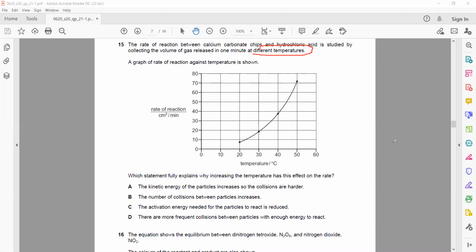Like most of the particles have energy more than the activation energy. Look, the number of collisions between the particles increases. That's true, but that is not explaining the whole idea: the number of collisions increases as well as they have energy more than the activation energy. That's why it leads to the formation of a product. So there are more frequent collisions and they have enough energy to react, because as we increase the temperature, the particles have more energy. Most of the particles, or a greater proportion of the particles, have energy more than the activation energy. That's why it will lead to the formation of a product.